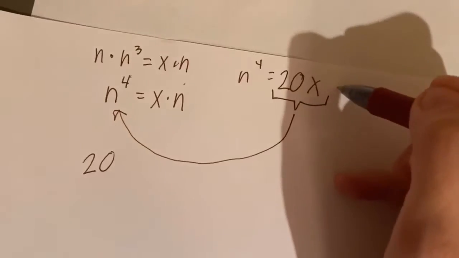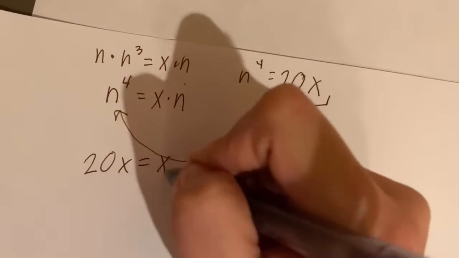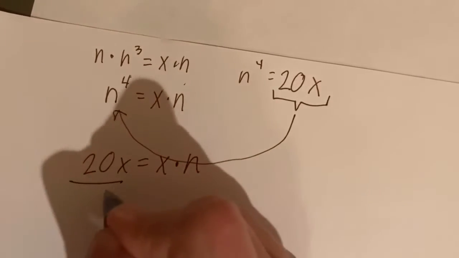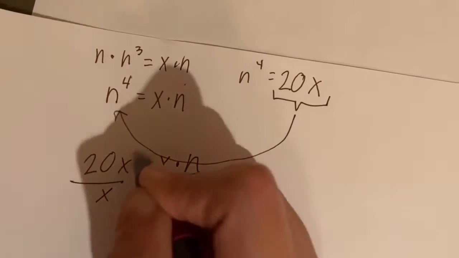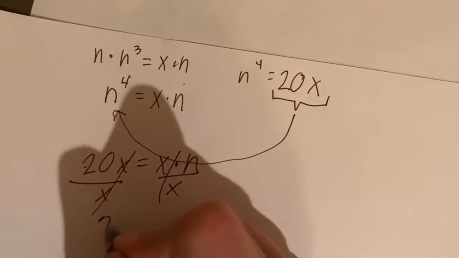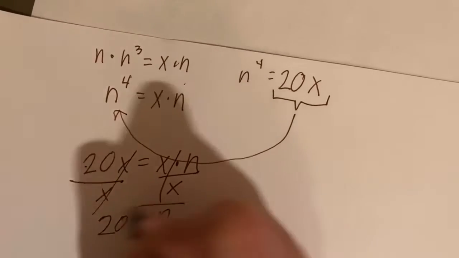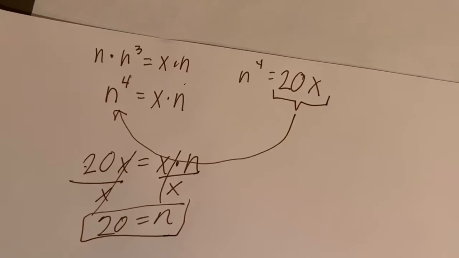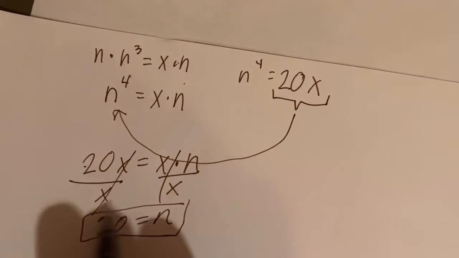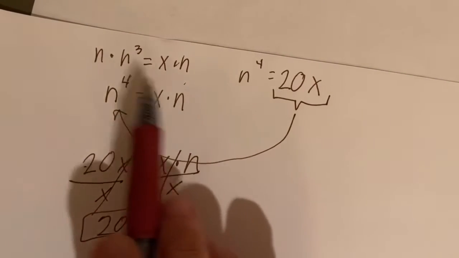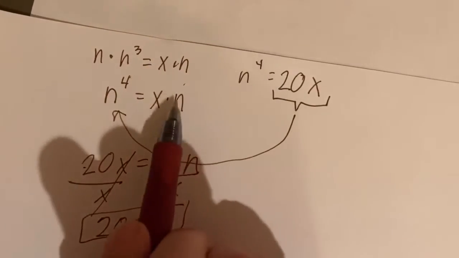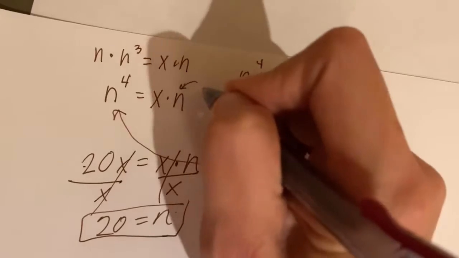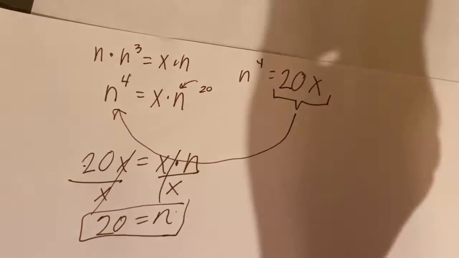n to the fourth is equal to 20x, so 20x is equal to x times n. So notice I can divide x on both sides, and I'm seeing that n has to equal 20. But that's not what they asked for, but that's going to help me get to my final answer. So I know that n is 20. We can also kind of see that here. If n to the fourth is 20 times x, n would have to be 20 here, okay?